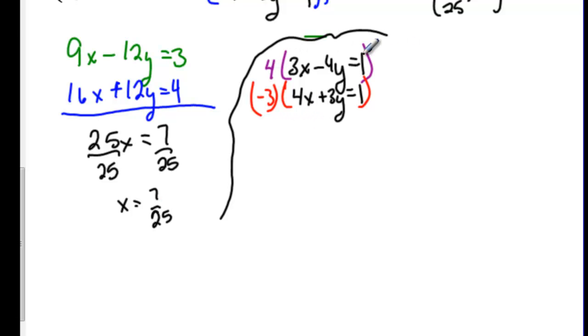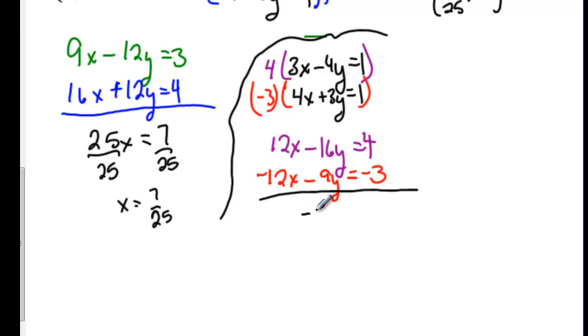If I go through and distribute here, we're going to get 12x minus 16y equals 4. And negative 12x minus 9y equals negative 3. Oh, did you see what I did? Yeah. There we go. All right, add straight down. X's cancel. We get a negative 25y equals 1. Divide both sides by negative 25.